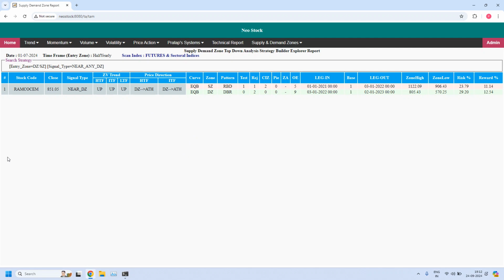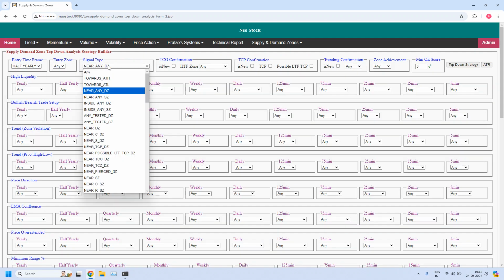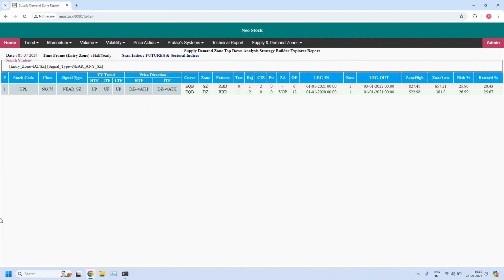So next report for half yearly time frame, let us find the stocks near half yearly supply zone. One stock is filtered near to the half yearly supply zone.